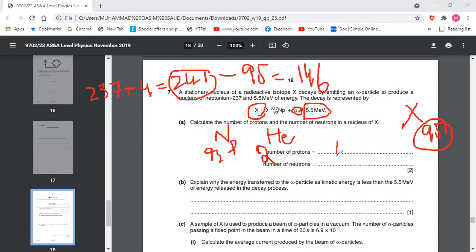So number of protons equals 95, and number of neutrons equals 146. This is the neutron number basically. Okay, is this clear? Yes, sir. Okay.